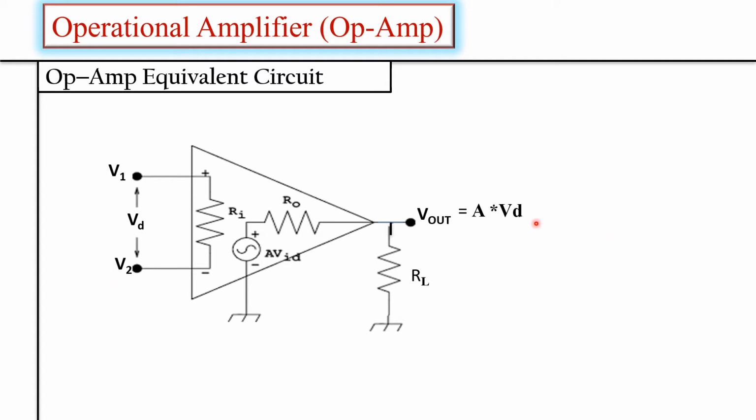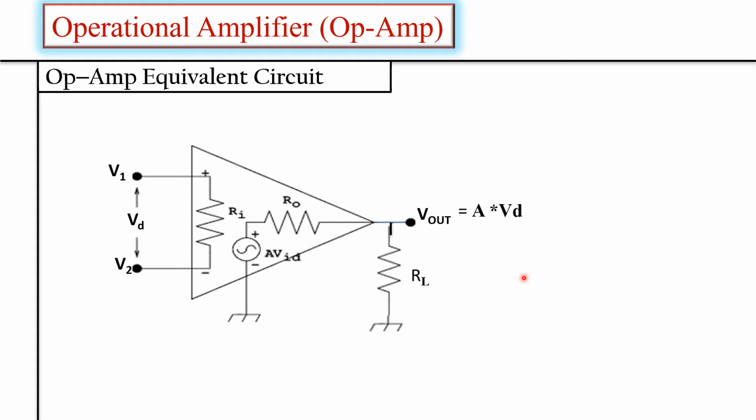Now before we see the different characteristics of the op-amp, let us see the ideal characteristics of an op-amp. Ideal characteristics means it should have these characteristics, but in practice it may vary, right? So that is the difference between the characteristics of an ideal op-amp and those of a practical op-amp.